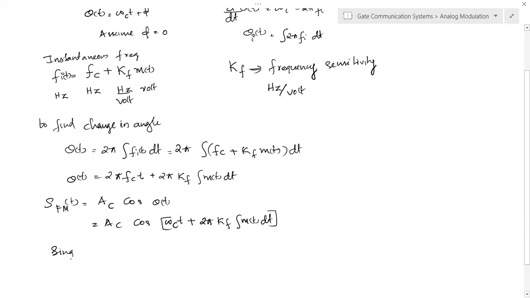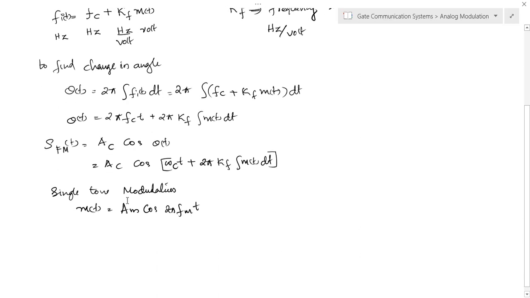So in a singleton modulation, you can write the m of t. The signal m of t can be written as am cos 2 pi fm t. So instead of m of t, you can substitute am cos 2 pi fm t. Here you can see that in the fm equation, the input signal m of t should be integrated with respect to t.